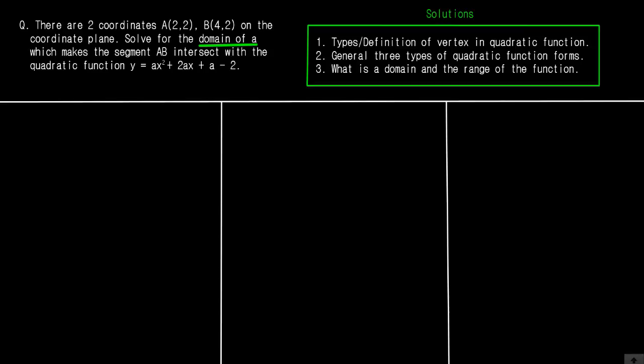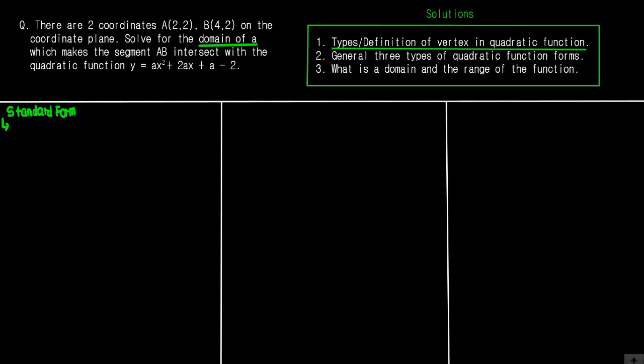Firstly, let's think about the types. The first solution to approach this question uses the types and definition of the vertex in the quadratic function. We can think about the definition of the vertex through its types, and luckily, they are all defined by the leading coefficient a in the quadratic function form. If you don't know what the leading coefficient is, let's go back to our standard form, which is the most basic format of the quadratic function.